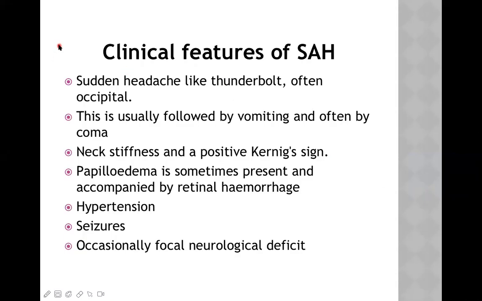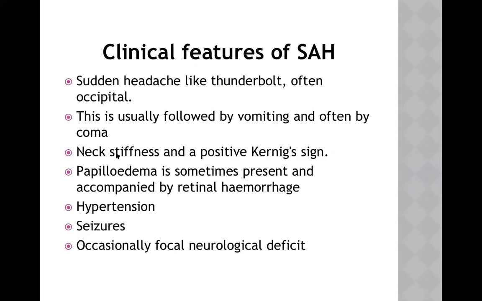Now, let's talk about the clinical features. The most important clinical feature, everybody knows, is sudden headache, like a thunderbolt headache, and it starts from the occipital area. This is usually followed by vomiting and often by coma. This vomiting and coma is because of raised intracranial pressure.